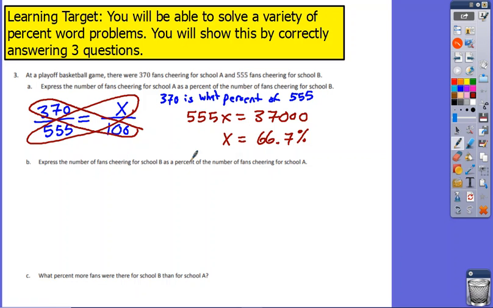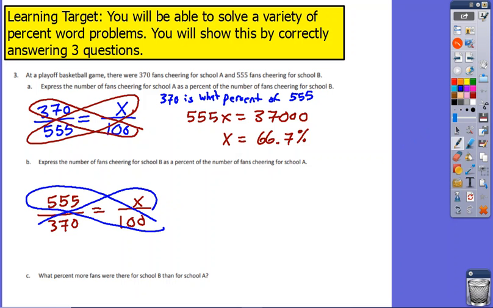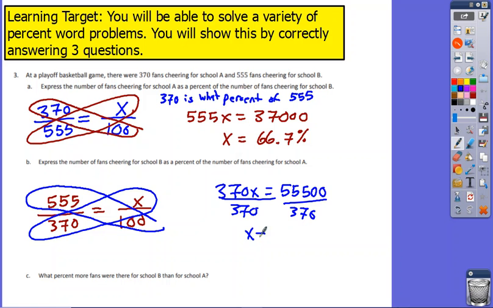Express the number of fans cheering for School B as a percent of the number of fans cheering for School A. So we're going to turn that right around and see how it compares. So flipping these two numbers. One thing I'm going to notice is it will be more than 100% because 555 is bigger on the top. And I'm going to guess we're going to get another repeater. So I am typing in 55,500 divided by 370. Oh, it's not though, it's 150%.